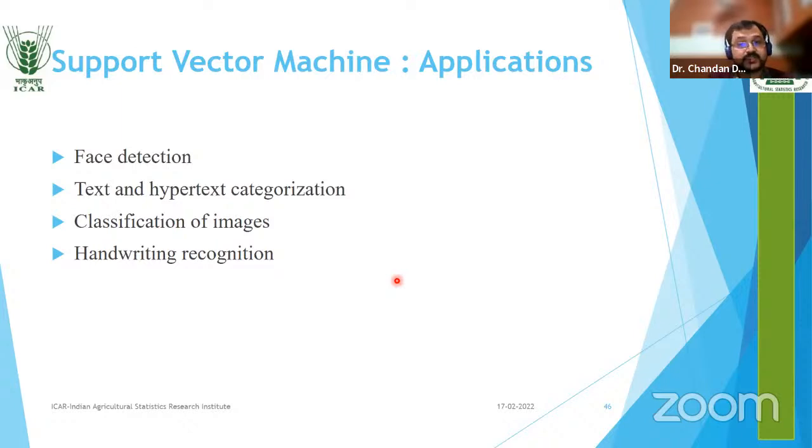Some applications are there already in different industries. The support vector machine has been used for face detection, text or hypertext categorization, classification of images, and handwriting recognition.